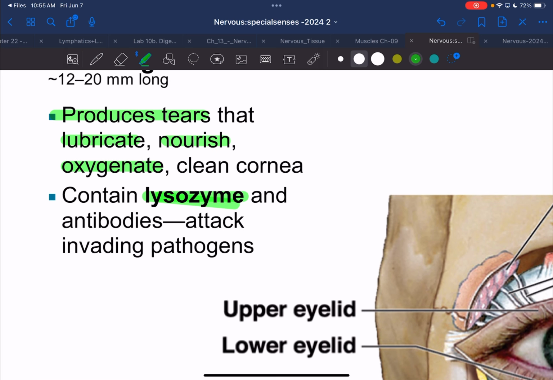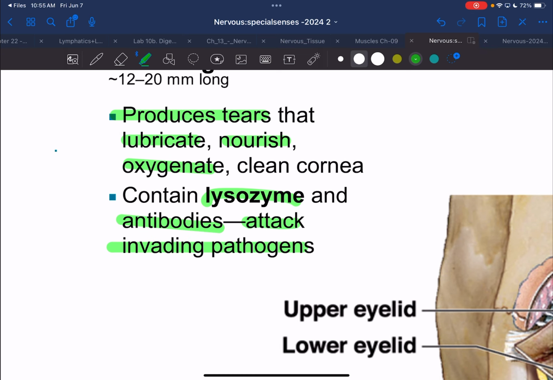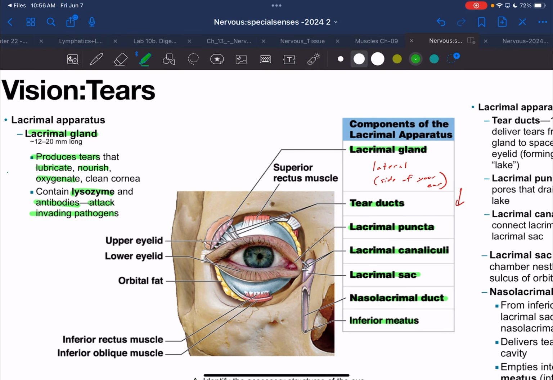Antibiotics. We're going to have lysozyme. It's not an antibiotic, pardon. It is an antibody. Oh, dang, I keep using the wrong tool. Lysozyme, an antibody. And we know what antibodies do. They attack invading pathogens. And that's what your tears do for us.